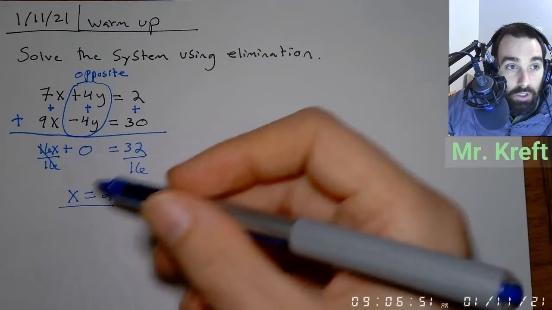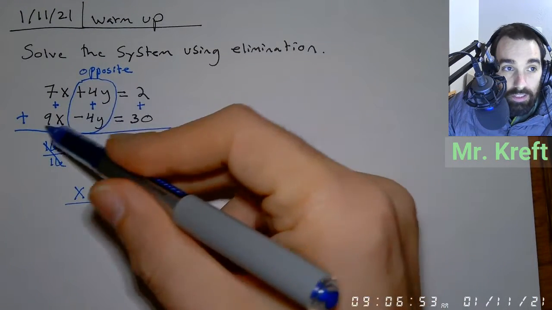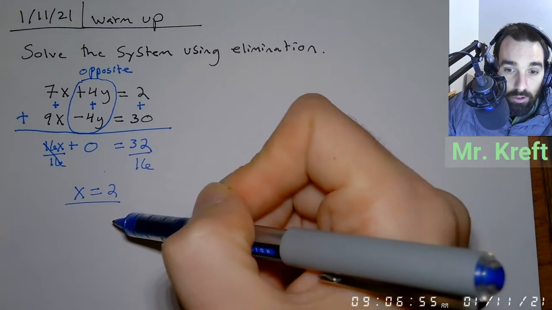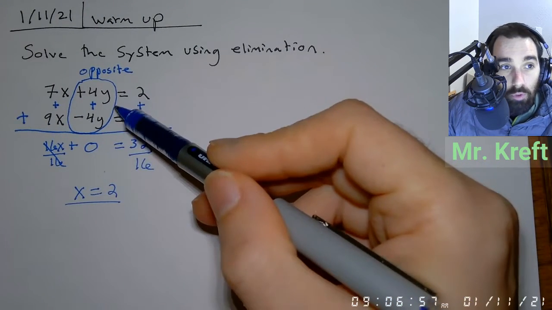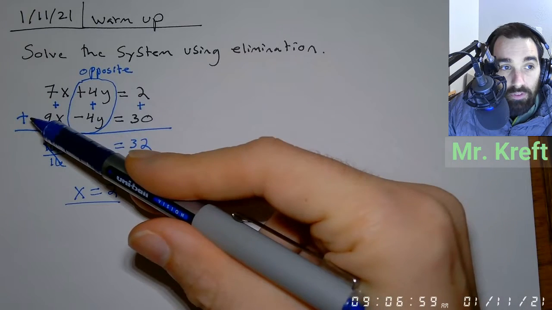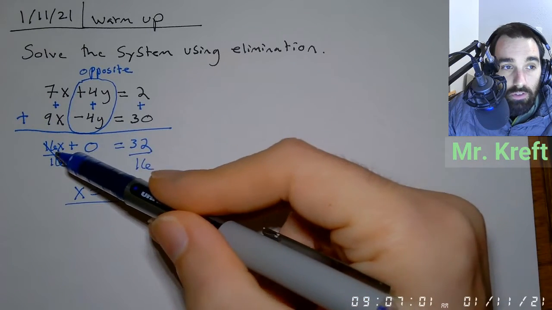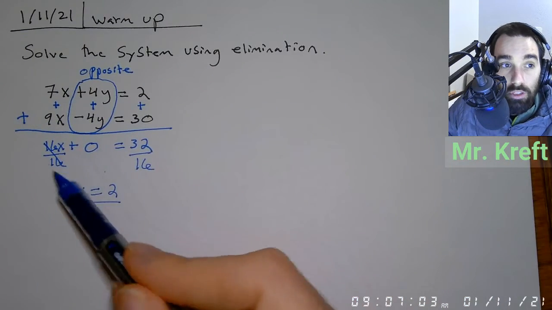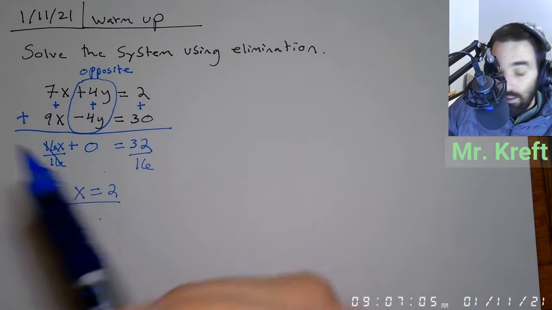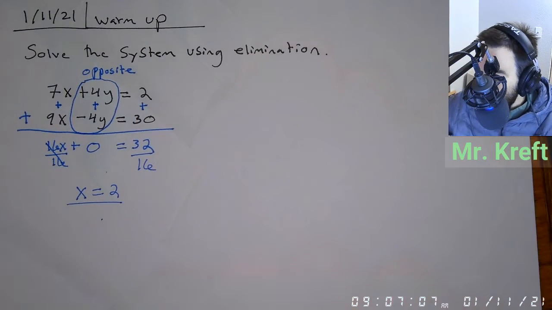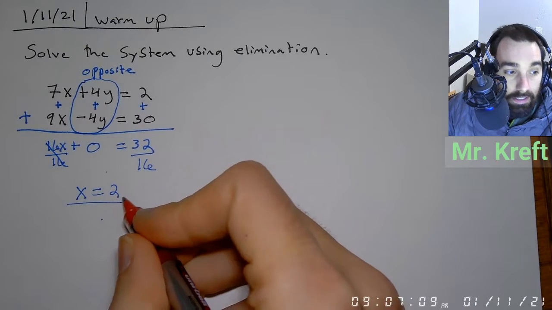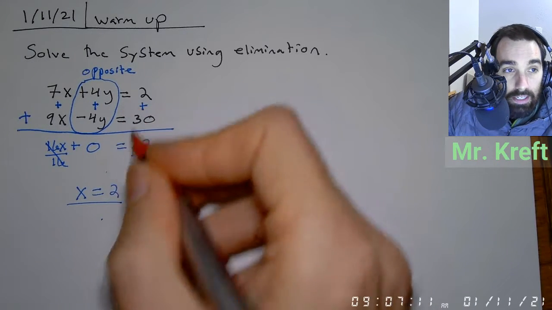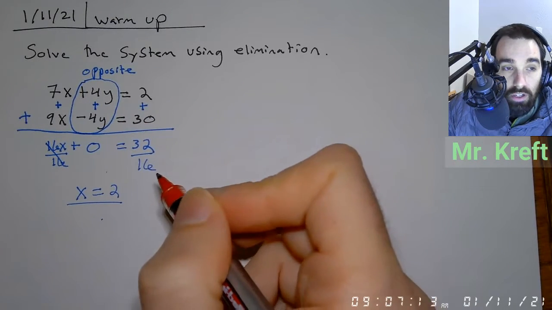All right, so again, we look for opposites, and then we add, and then we can solve. So this is really two steps. We look for the opposite. If we have opposites, then we just add the two equations. Then the second step is I get a new equation, and I can solve for the one unknown. So what I'm going to do now is take this answer and plug it back into one of the equations.